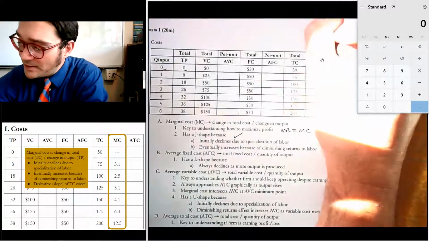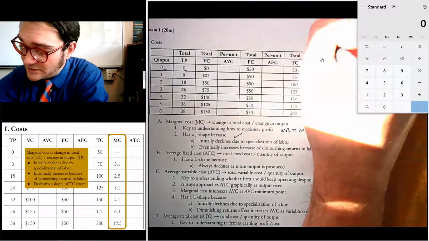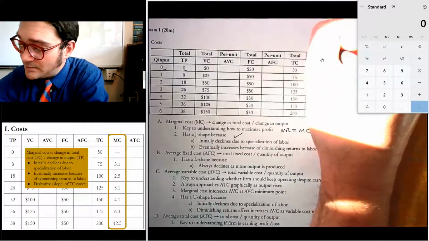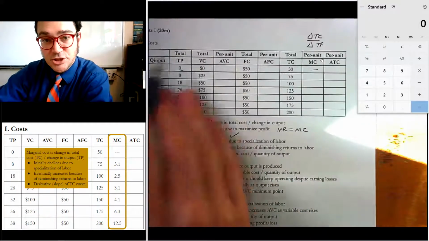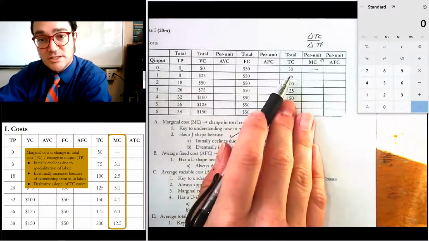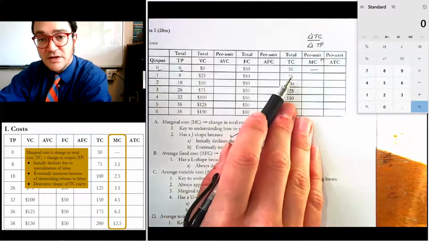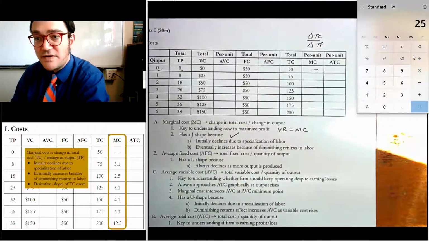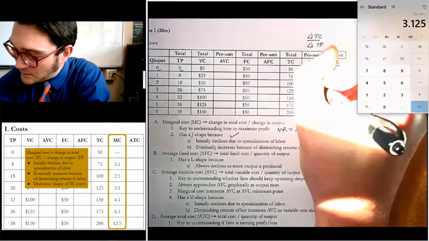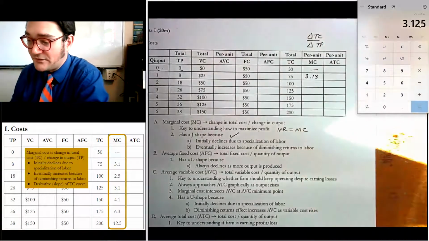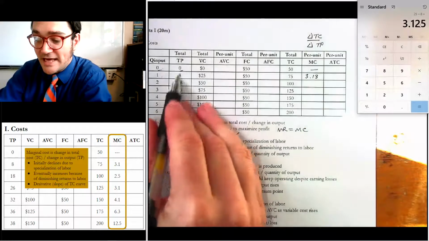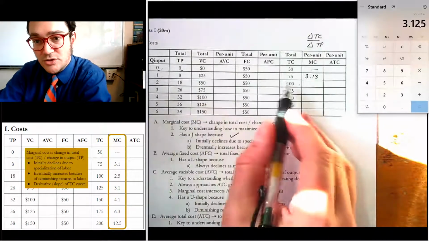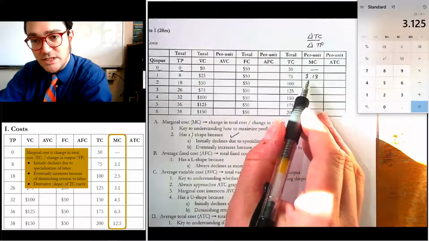And so I'm going to write up here change in total cost divided by change in total product. Now, change in total cost, we have 50 to 75. That's the amount of the change here. So we'll just say 25 divided by 8. So it's $3.13 for hiring that first worker. The marginal cost of the 8th unit is $3.13.